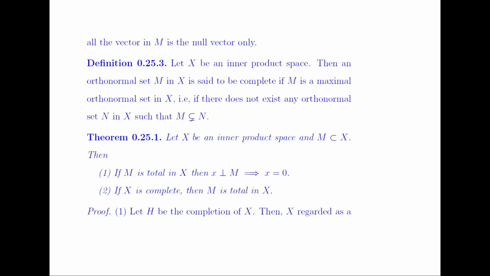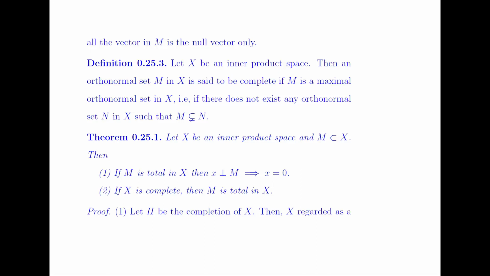So the first result we will discuss: let X be an inner product space and M a subset of X. Then if M is total in X, then x perpendicular to M implies x is equal to 0. Second, if M^⊥ = {0}, then M is total in X. So we'll discuss the first proof.